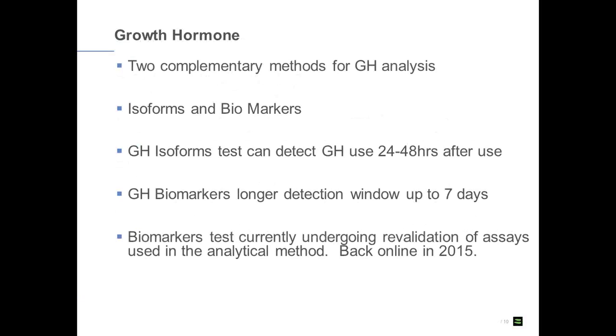There are actually two methods of detection for growth hormone. The first, as I mentioned, is the growth hormone isoforms test, available in all labs. It has a relatively short detection window, 24 to 48 hours post-use. The second is the biomarkers growth hormone test, which is currently not available in labs due to the revalidation of some of the equipment used in the analysis process.